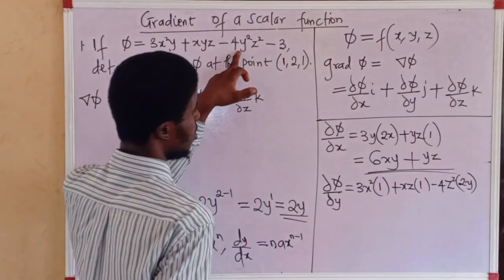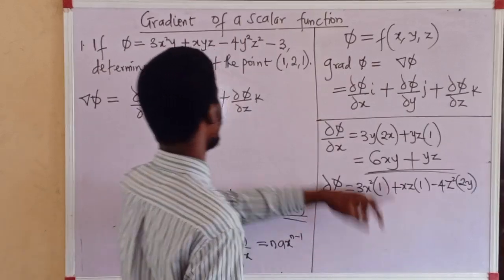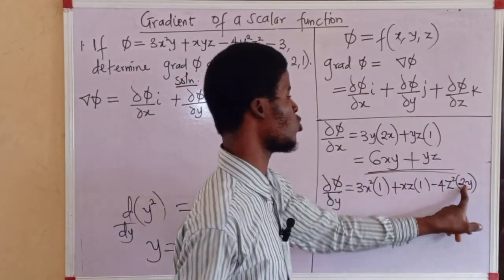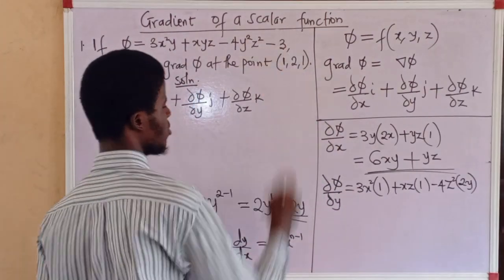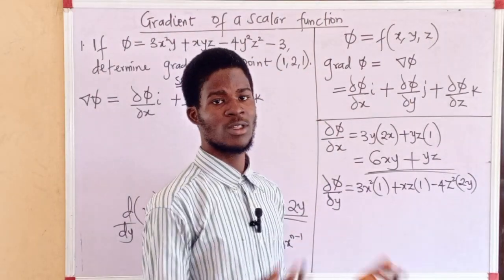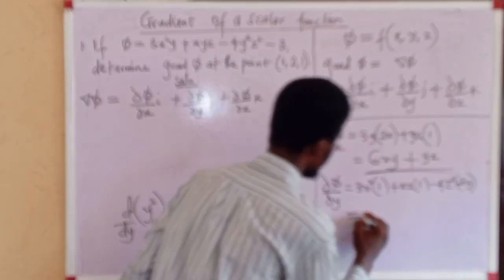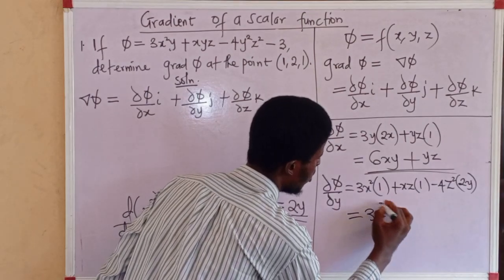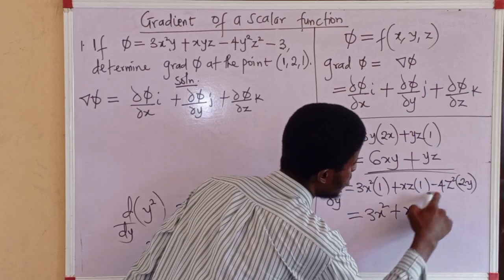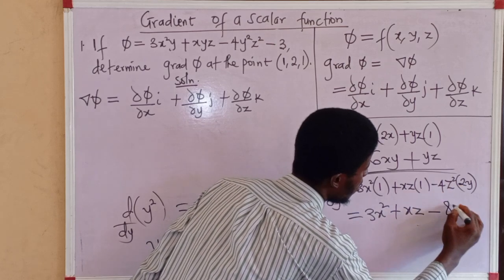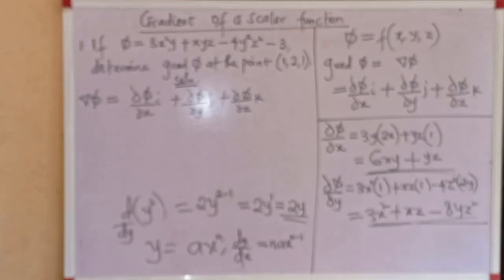Now we are here. We kept minus 4z squared as a constant, and we differentiated y squared to get 2y. Now if we differentiate minus 3, it is a constant. So the derivative of the constant will actually give us 0. So that's out. So let's simplify. We have 3x squared plus xz minus 8yz squared, 2 times 4 is 8. So this is partial phi, partial y.